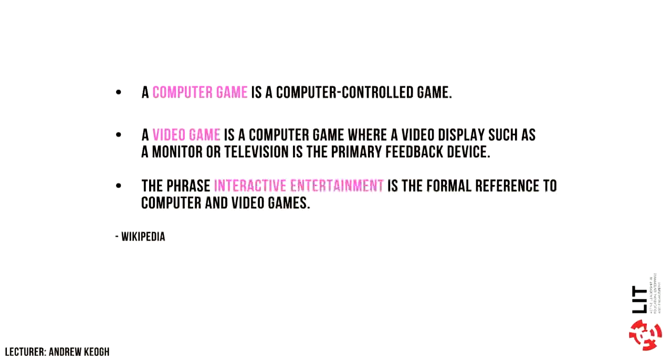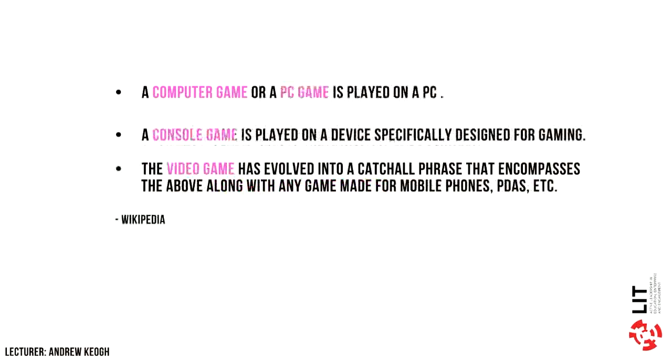So as we see, early consoles, or things that were plugged into reworkings of televisions, being a kind of basis of that, and much like a VCR coming from those types of origins. The phrase interactive entertainment is the formal reference to computer and video games. Fair enough. A computer game or a PC game is played on a PC. A console game is played on a device specifically designed for gaming. So this is where we have the birth of a video game industry, in the obvious sense of a device that needs to be purchased for the game to be played on.